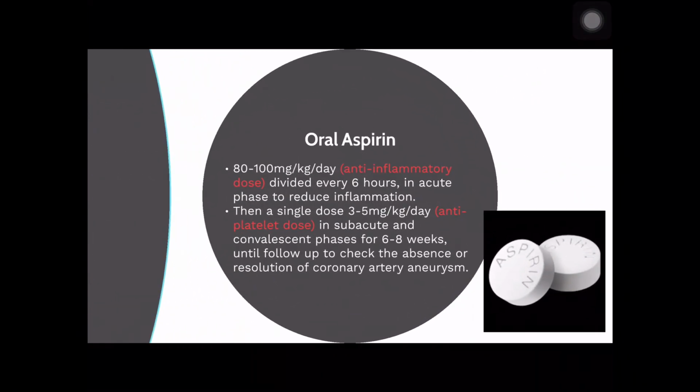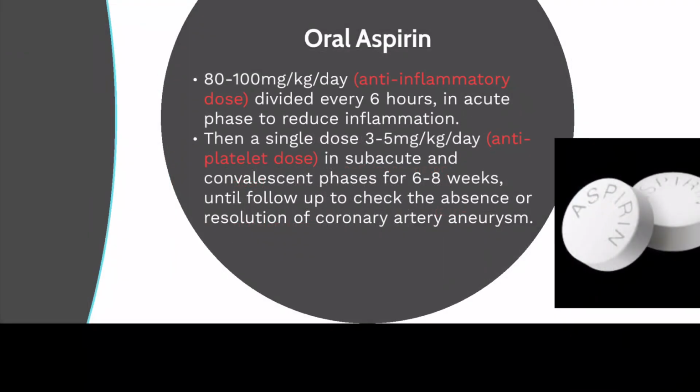Aspirin is used to reduce the risk of thrombosis. It is given at a high anti-inflammatory dose until the fever subsides and the inflammatory markers return to normal, and continued at a low antiplatelet dose until echocardiography reveals the presence or absence of aneurysm. When the platelet count is very high, an antiplatelet aggregation agent may also be used to reduce the risk of coronary thrombosis.